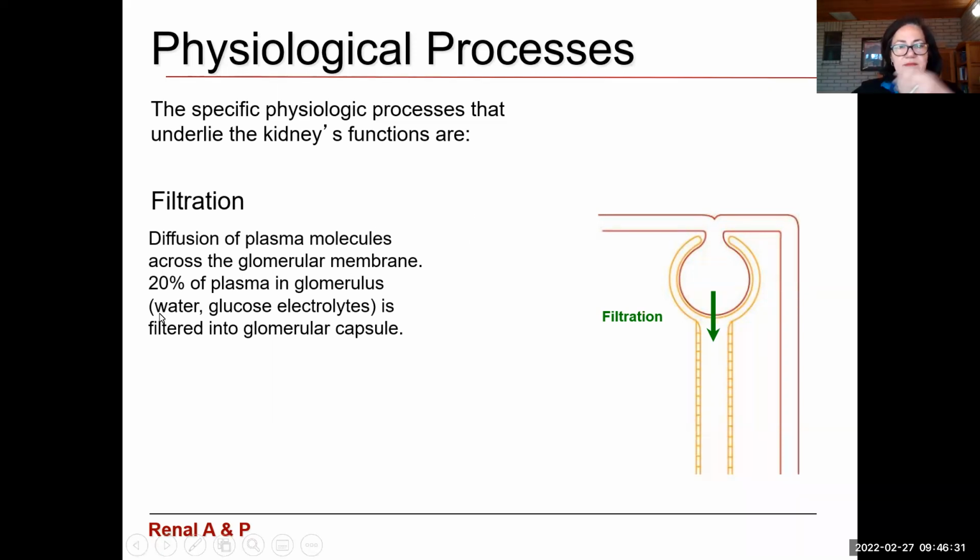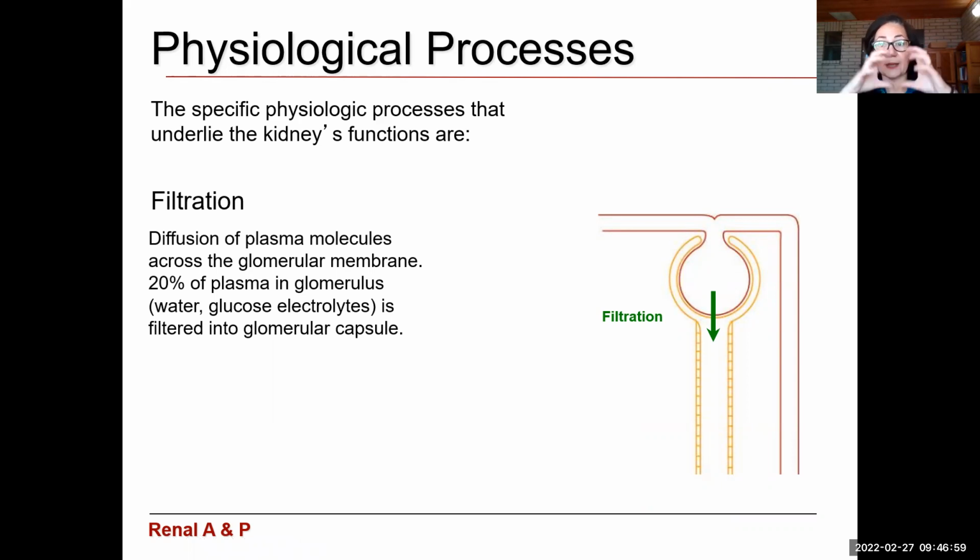That includes the water of the plasma, along with small molecules like glucose. We mentioned this during the diabetes section. So some glucose is going to be leaving at this point. Electrolytes like sodium, potassium, magnesium, etc. Those are also leaving, and they get filtered here into the glomerular capsule. What is not leaving?